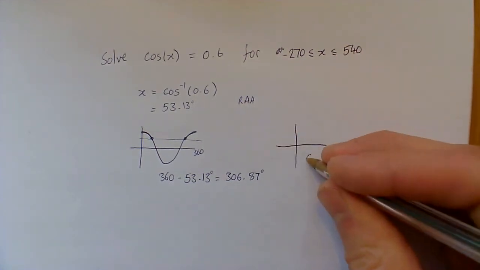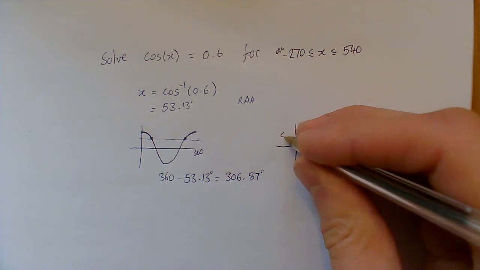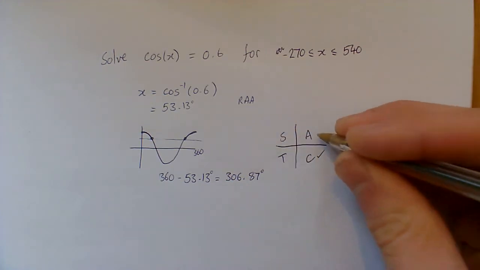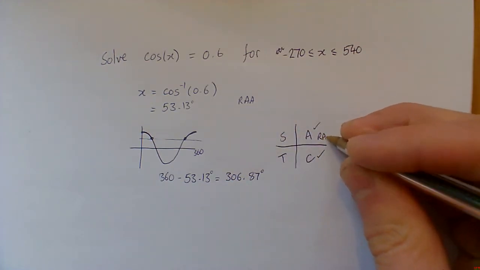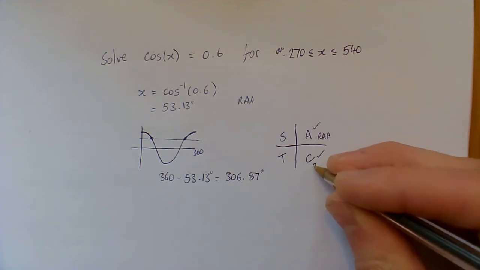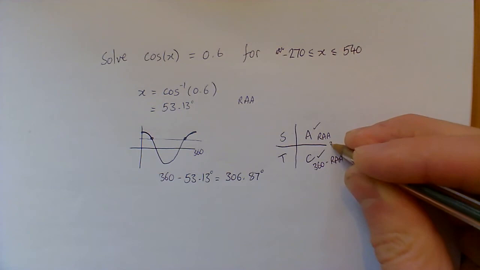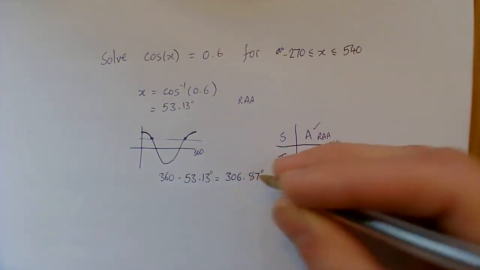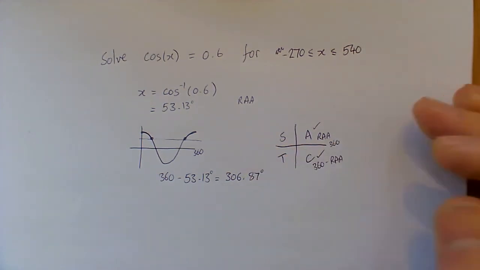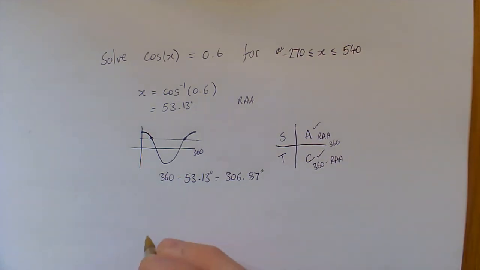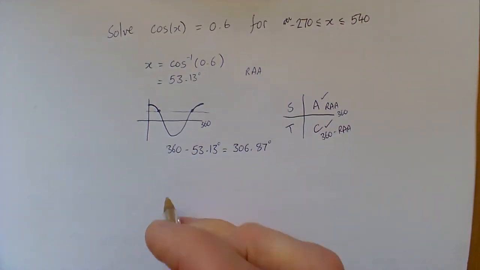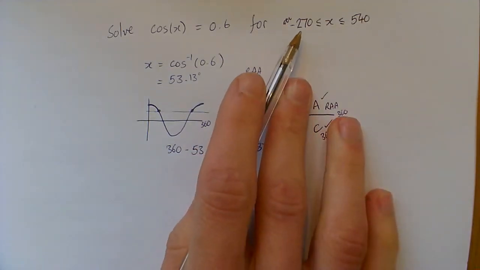You could get there via CAST. Where is cos positive? Well, there and there. Well, this is our relative acute angle, and this is 360 take away our relative acute angle. So exactly the same result. So nothing weird there. What we do need to just think about is how we're going to get things in this range up here.